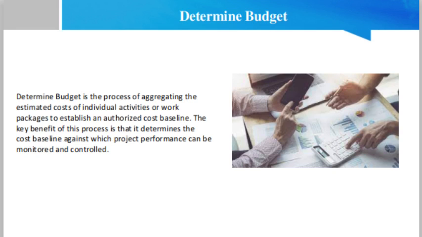Friend, Determine Budget is the process of aggregating the estimated cost of individual activities or work packages to establish an authorized cost baseline. The key benefit of this process is that it determines the cost baseline against which project performance can be monitored and controlled. The process is performed once or at predefined points in the project. The inputs, tools and techniques, and outputs of this process.